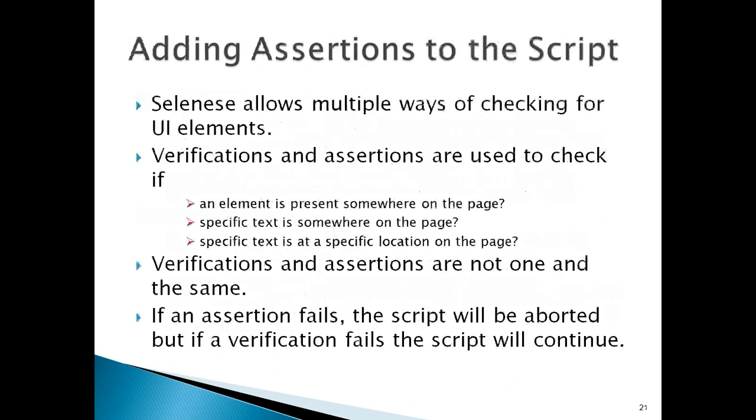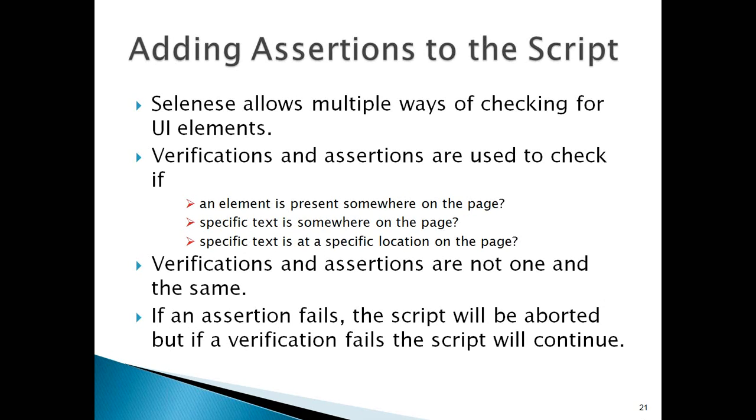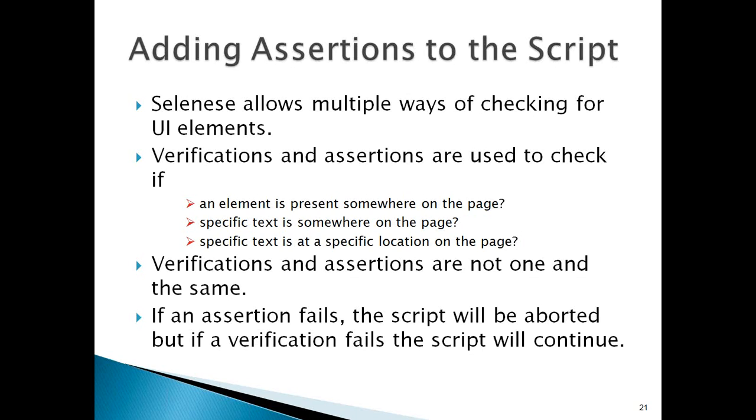Then, how do we add assertions in my script in Selenium IDE? So what is an assertion actually? Selenium allows multiple ways of checking for UI elements. Like verifications, assertions are used to check if an element is present somewhere on my web page, if specific text is somewhere on my page, or if specific text is at a specific location on my page, right?